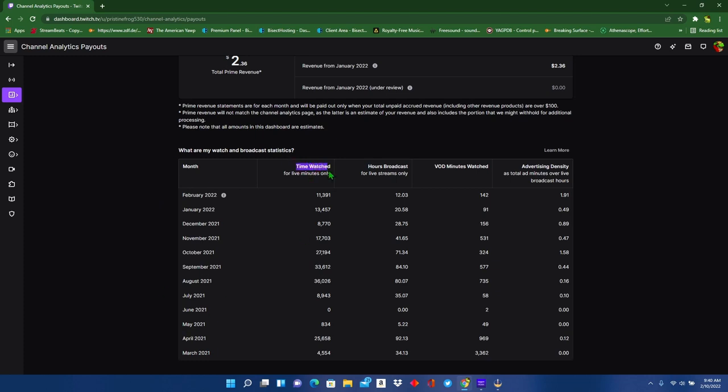And here you can see your Twitch breakdowns. Time watched, hours broadcast, VOD minutes watched, and advertising density based on every single month. So you can get an idea of what's going on. Like, why'd you make more money this month than the other month? Were you streaming more? Were you streaming less? Or more people watching VODs? This stuff helps analyze your channel since it's called Insights. And average density is the total of ad minutes over live hours broadcast.